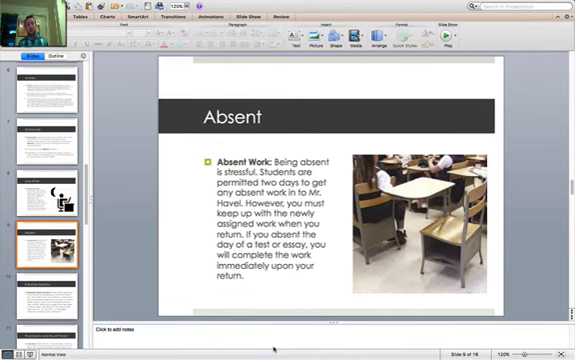Absent work. I understand that when you're absent in high school, it's kind of tough because you'll come in and you'll have a new set of homework for all of your classes again. So I give two days to make up any absent work. However, if you're absent on the day of a test, the student will be expected to take that test or write that essay immediately when they come back.